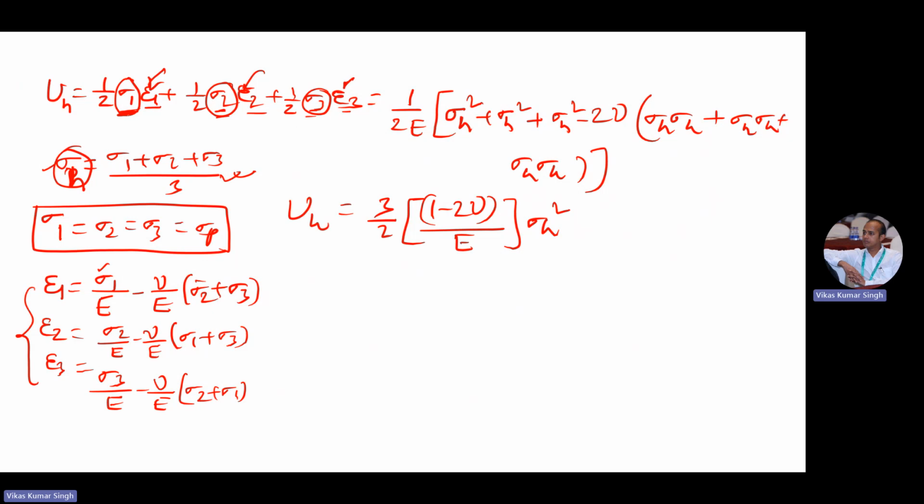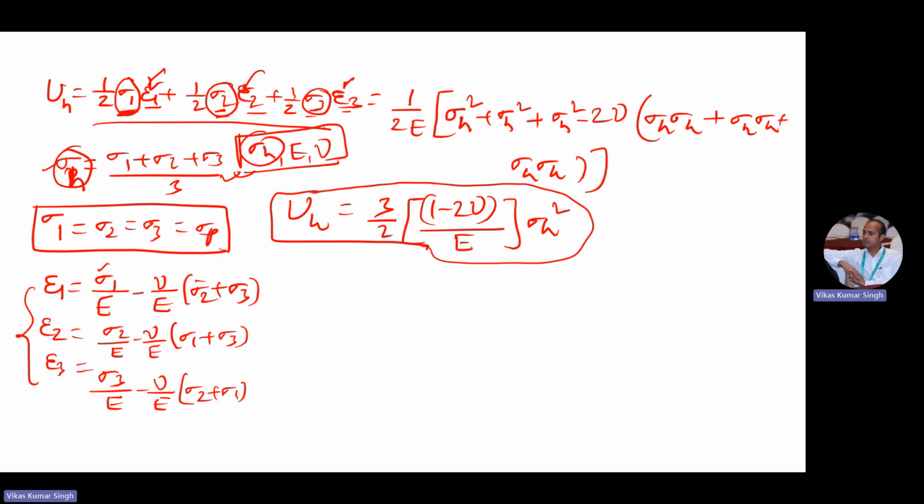After putting the values of epsilon 1, epsilon 2, epsilon 3 and sigma 1, sigma 2, sigma 3 in this equation, in terms of sigma h, you have sigma h, E and nu. Only these 3 parameters should be there in the final equation because everything has been replaced. So this is the hydrostatic strain energy in the body. What is this doing? This is going to change the size, not the shape. This is purely size change.